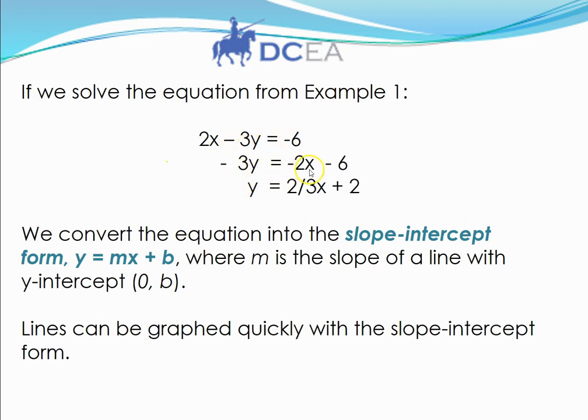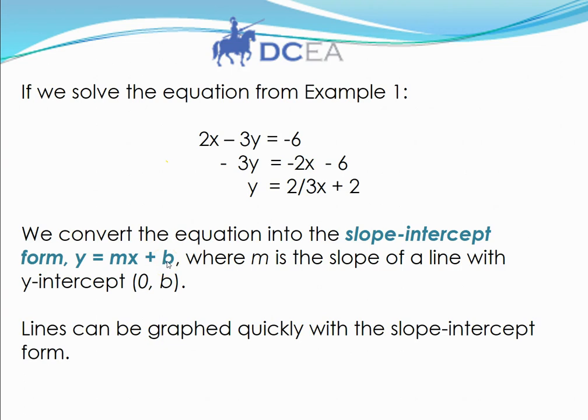We subtract 2x from both sides, and we have negative 3y equals negative 2x minus 6. We divide both sides by negative 3. Negative 2 divided by negative 3 is a positive 2/3 x. Negative 6 divided by negative 3 is a positive 2. What we're doing is converting the equation into the slope-intercept form, which is y equals mx plus b.